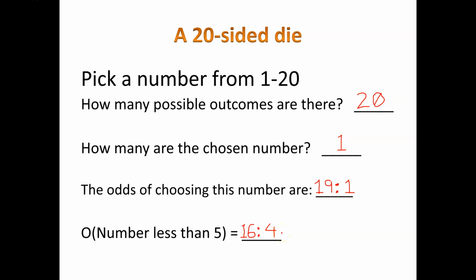But wait! Ratios, like fractions, can be simplified. 16 and 4 can both be divided by 4. So we can simplify this. 16 divided by 4 is 4, and 4 divided by 4 is 1. So our odds of rolling less than 5 on a 20-sided die are 16 to 4, which simplifies to 4 to 1.